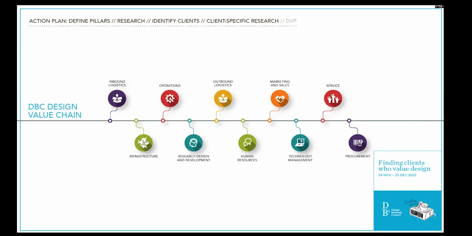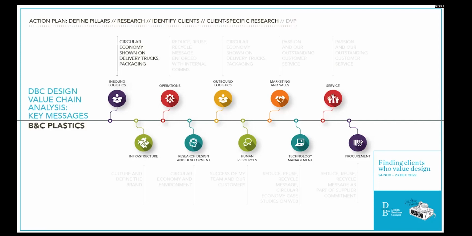So procurement is now much more an active user of design. So if we just look at those, and let's look at how we might be able to use them. So the inbound logistics, if you've got trucks that are bringing product in, start talking about the circular economy on those trucks. Promote the idea that you're part of a circular economy, which is building the profile of the business. Packaging could have exactly the same message. Operations, the whole reduce, reuse and recycle message would be enforced with internal comms.